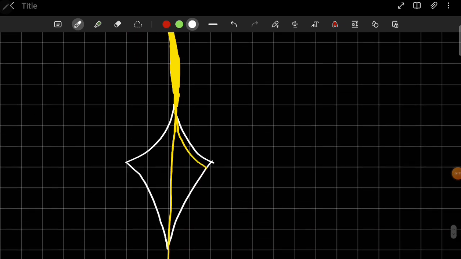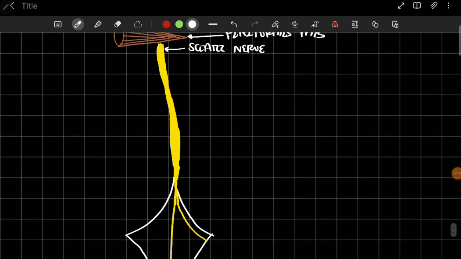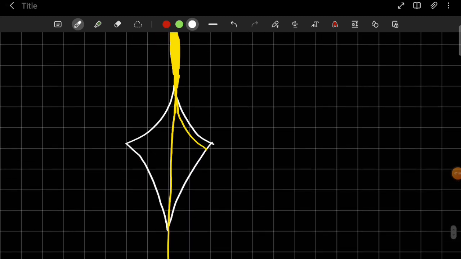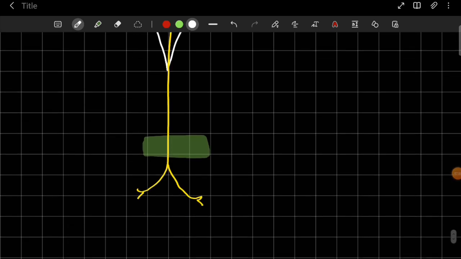Let me just label it. This is the sciatic nerve. There will be much more labelings in this figure, so leave some space. So this is the flexor retinaculum. Let me write it in short.